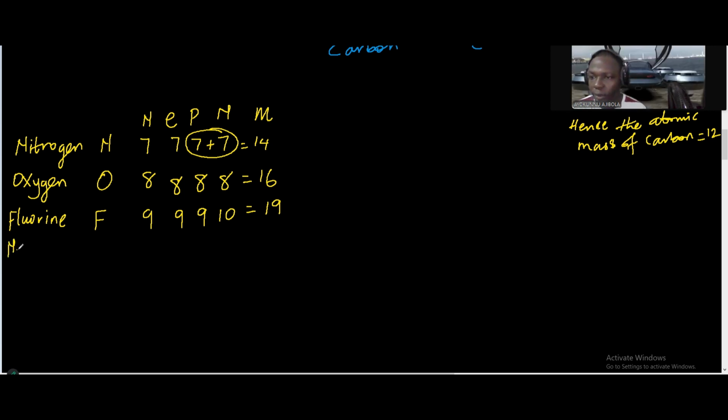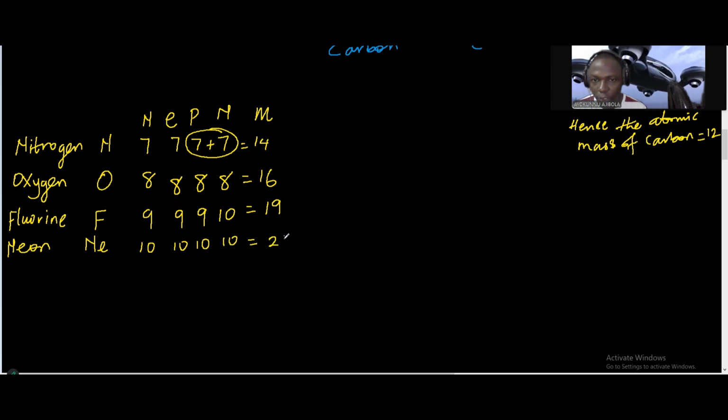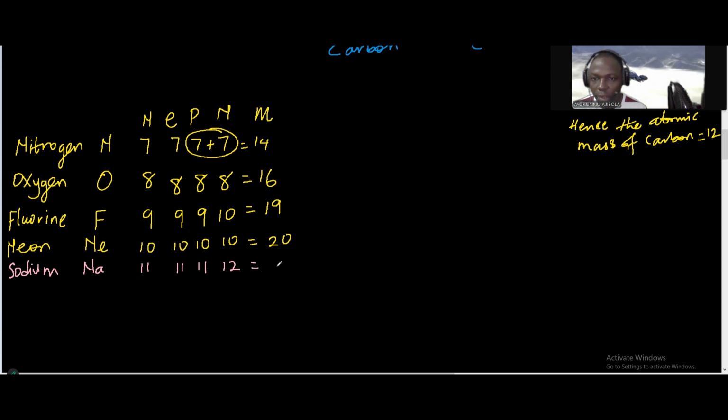Then the next one is neon, Ne. So there are 10, 10, 10, and in neon, the number of neutrons also is 10. So which will make the atomic mass 20. Then sodium, represented with Na, take note of that. So we have 11, 11, 11, but in sodium there are 12 neutrons, and this will make the atomic mass 23. Then the next one after sodium is magnesium.